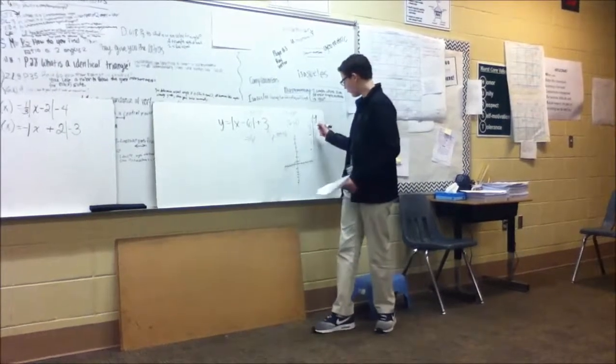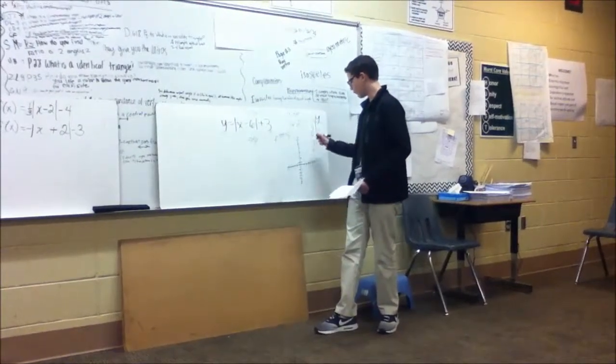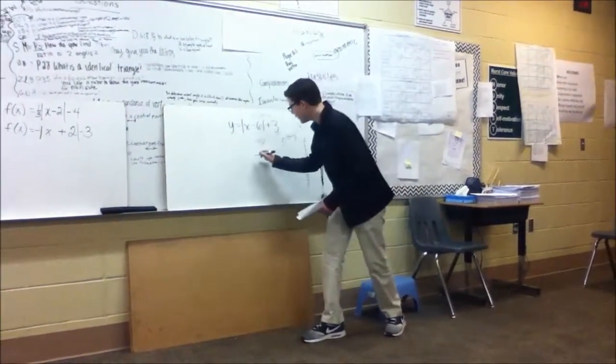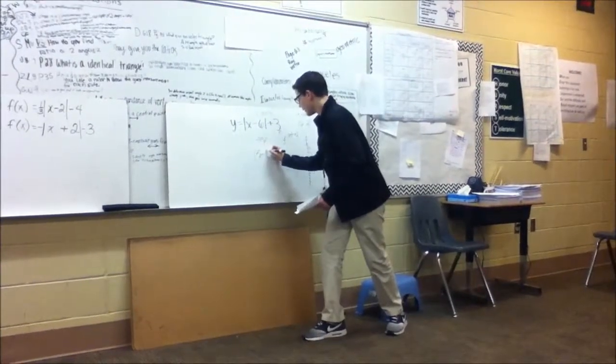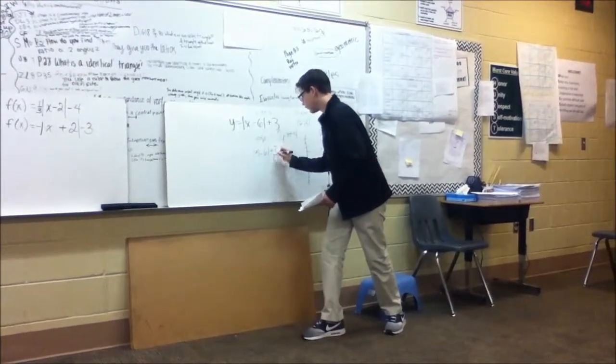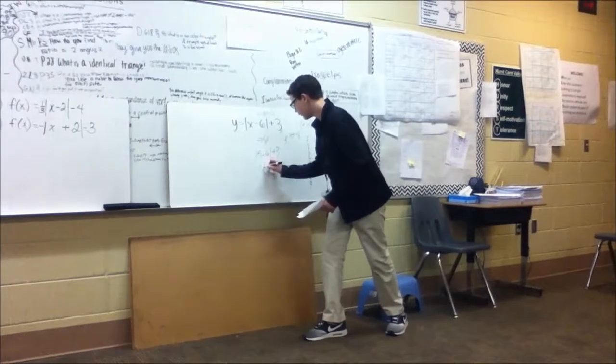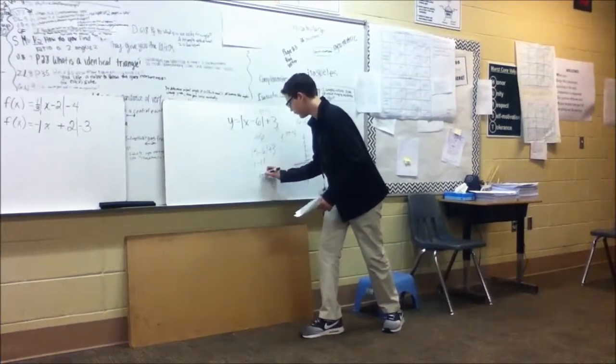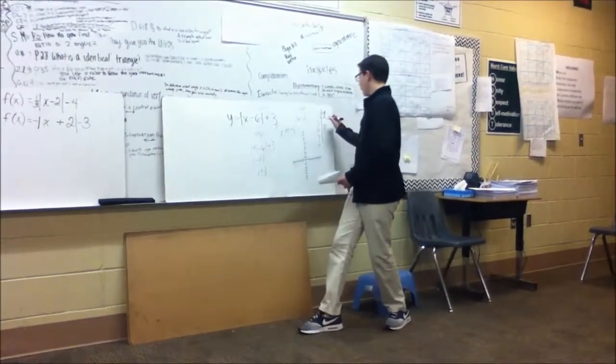So let's solve 5 and 7 to be sure what the actual line is. So we have the absolute value of 5 minus 6, plus 3. So this would be -1. The absolute value of -1 is 1, plus 3 would equal 4.